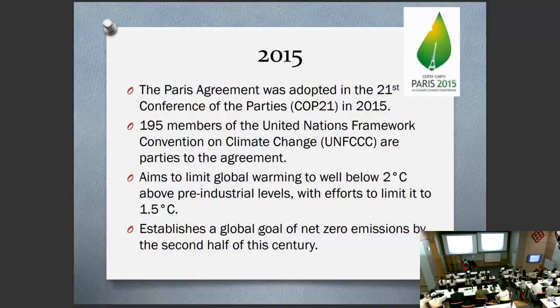195 members of the United Nations Framework Convention on Climate Change are parties to the agreement, and the aim is to limit global warming to well below 2 degrees C above pre-industrial levels. And it would be best if it can limit it to 1.5 degrees C. It established the global goal of net zero emissions by the second half of this century. So just like Hong Kong, China has joined the Paris Agreement.